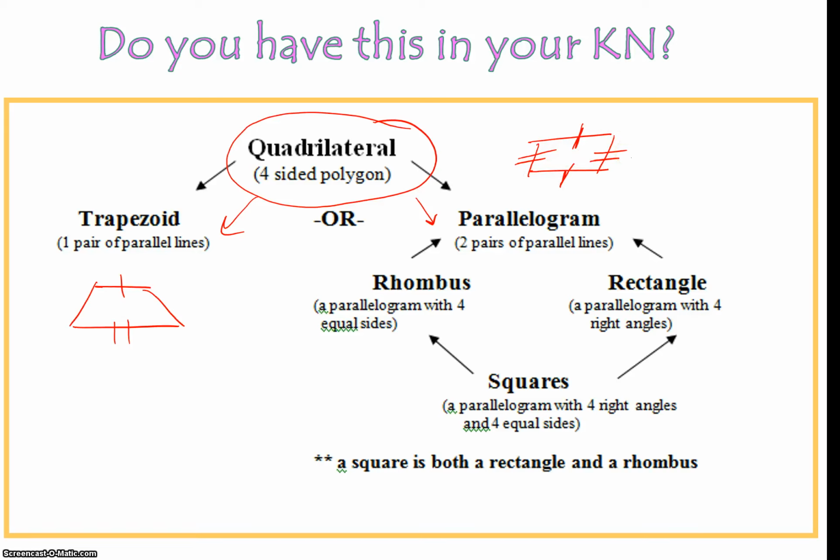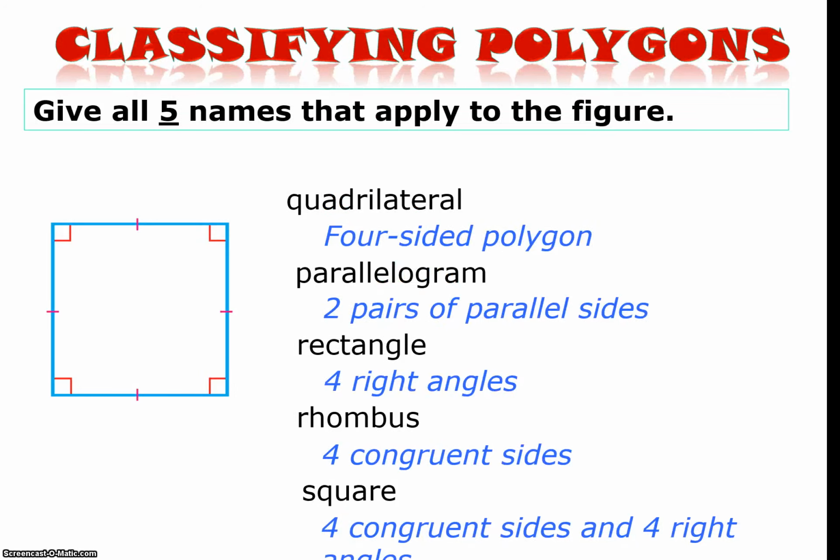If it is a trapezoid, it ends there. It can be a quadrilateral and a trapezoid, but it can't be anything else. If you start at quadrilateral and instead go to the right to parallelogram, then the parallelogram can be a rectangle, a rhombus, a square, or a combination of those. So let's go to classifying.